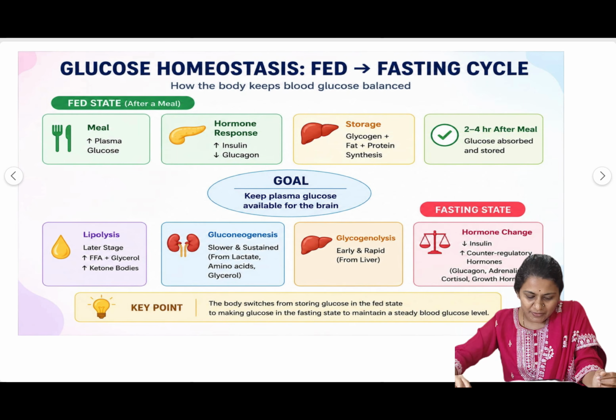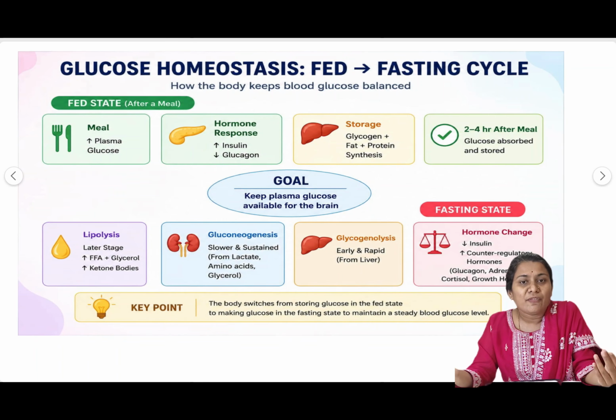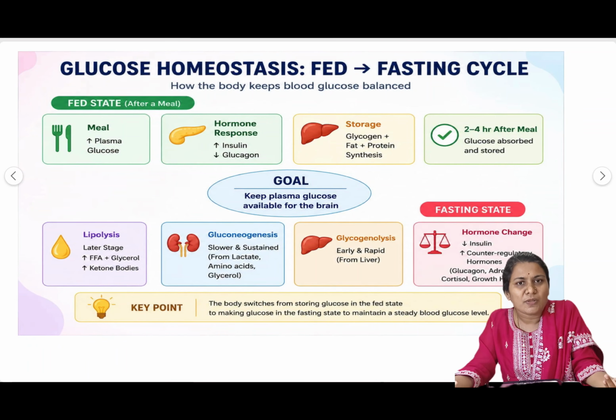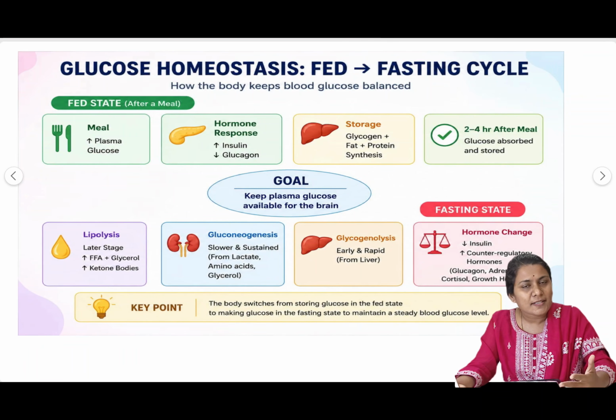So first we will start with glucose homeostasis. So what is going to happen whenever you have a meal or whenever you consume food? What is going to happen initially? There is a rise in the blood glucose level. So after some time, what is going to happen? After 2 to 4 hours, the glucose level will come down.